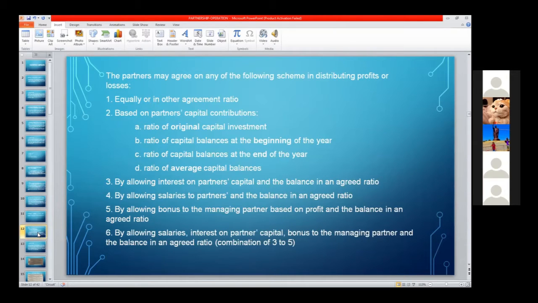The partners may agree on any of the following schemes in distributing profits or losses. First is equally or in another agreed ratio. Here, the distribution of profit or loss is equal regardless of the capital balances or contributions of the partners. Or they can agree on how much their division will be.